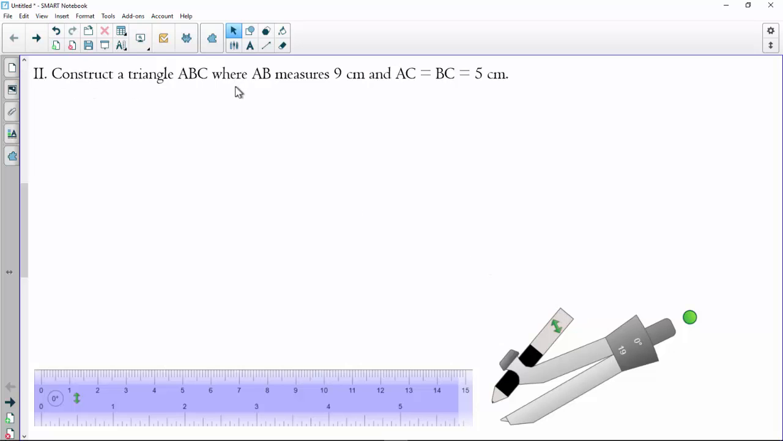Construct a triangle ABC where AB measures 9 centimeters and AC equals BC, which is equal to 5 centimeters long. So let's draw a sketch. We know, of course, it's a triangle, and the base AB is 9, while the other two sides are 5 centimeters each, which means this triangle will be an isosceles triangle.